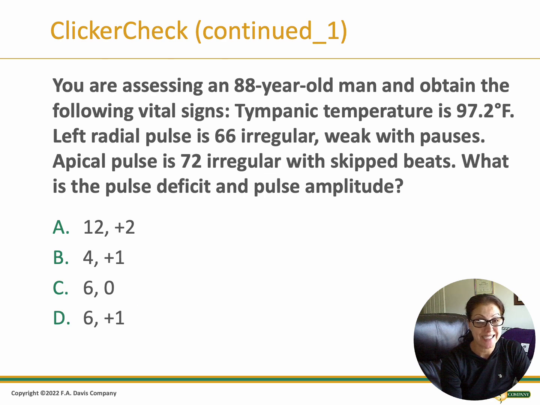If you answered D, you are correct. Remember, the pulse deficit is the difference between the apical pulse and the radial. So all you need to do is subtract 66 from 72, which gives you 6. And then weak, thready pulses are +1. 0, or if you don't really feel a pulse, then we consider that a 0.